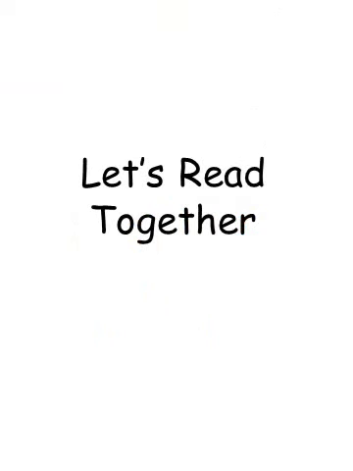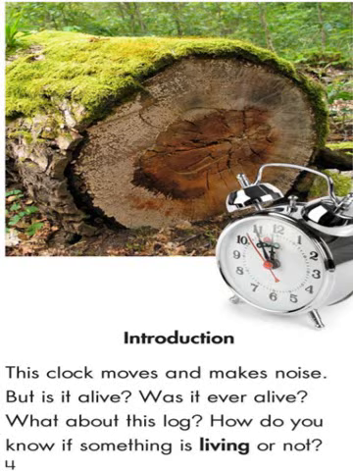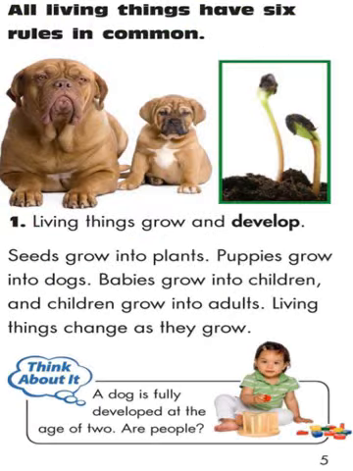Let's read together. This clock moves and makes noise, but is it alive? Was it ever alive? What about this log? How do you know if something is living or not? Living things all have 6 rules in common. Number 1, living things grow and develop. Seeds grow into plants. Puppies grow into dogs. Babies grow into children, and children grow into adults. Living things change as they grow.